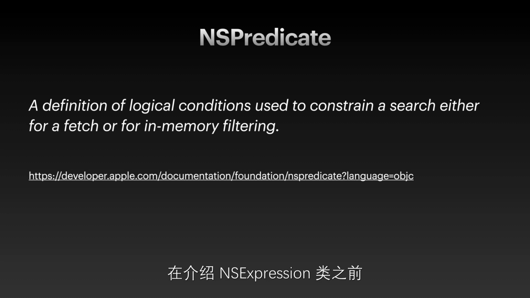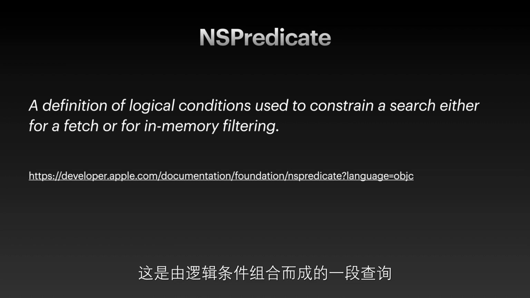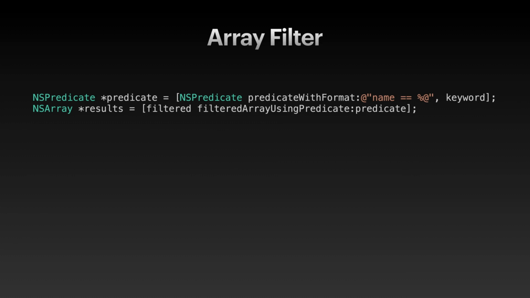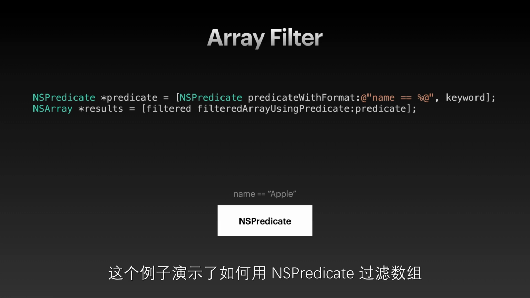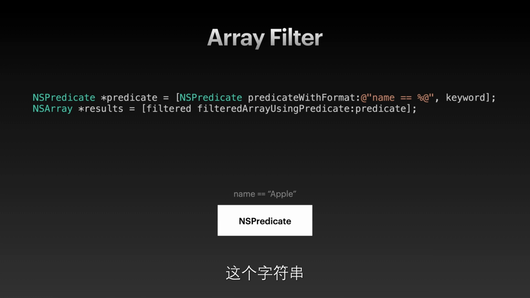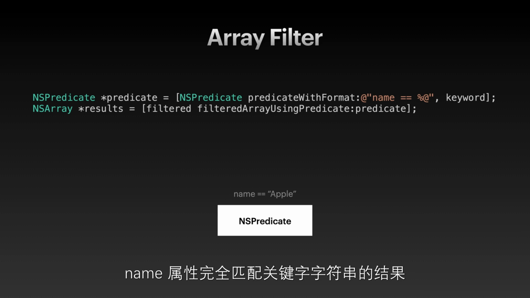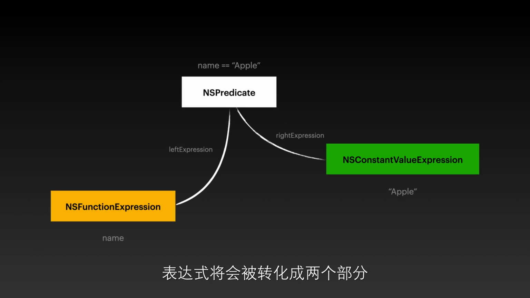Before we introduce NSExpression, let's take a look at the NSPredicate class. It's a definition of logical conditions used to constrain a search, either for a fetch or for in-memory filtering. Here is an example for in-memory array filtering. This string, name equals Apple, finds all the elements that have a name property equal to a given keyword. It will be translated to two parts, the left expression and the right expression. Each part is an instance of NSExpression or its subclasses.